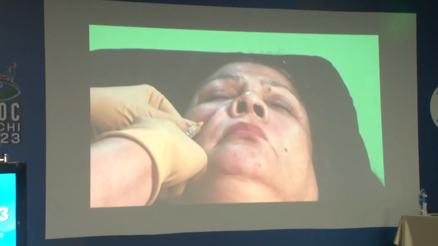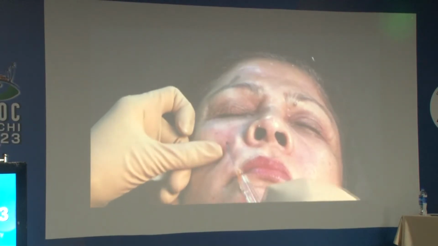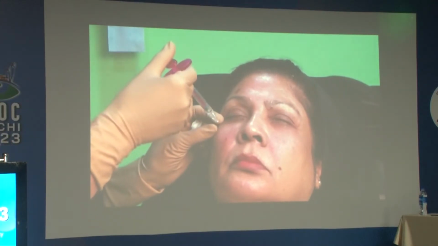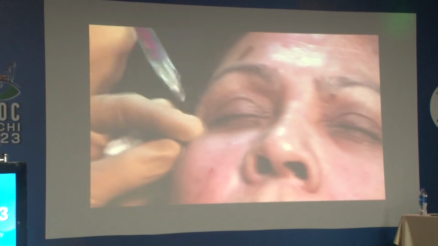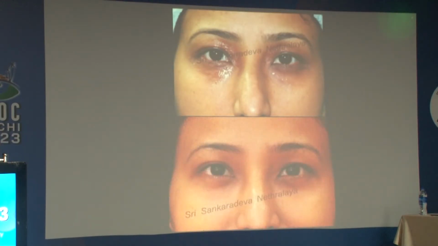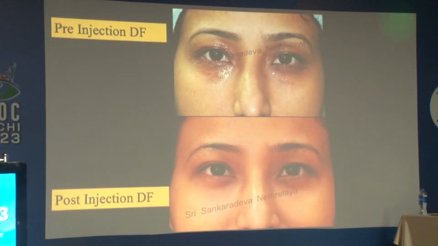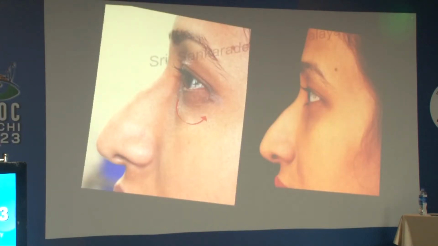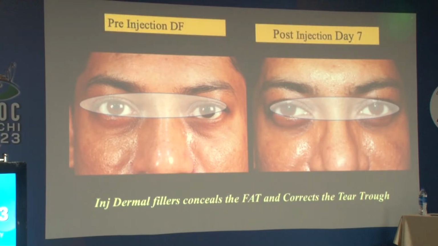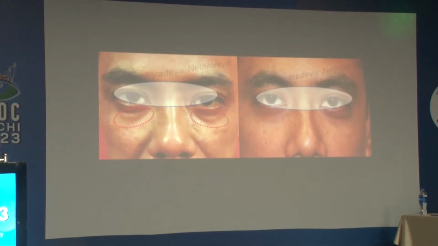So there are different ways of doing it. Sometimes I do it with a cannula, sometimes with a needle, and sometimes a combination of both. Especially when you do it laterally, I feel a little injection with the needle gives a much better correction. And these are some of the patients where you can see the change from a negative vector to a positive vector. Can you see how it has changed from a negative to a positive vector, and it gives a very good correction, concealing the fat along with the correction of the tear trough.